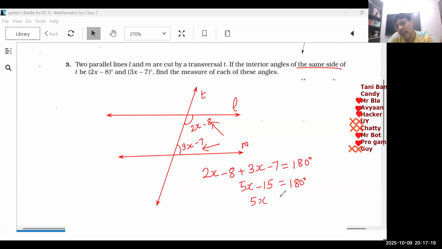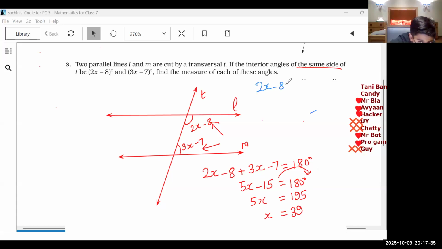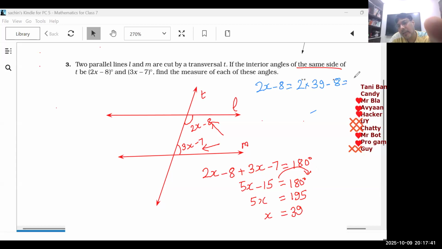That will give you 5x equal to 180 plus 15, which is 195. That will give you x is equal to 39. So if x is 39, then 2x minus 8 is 2 into 39, which is 78, minus 8. That will be 70 degrees. So if this is 70, this will be 110 degrees.